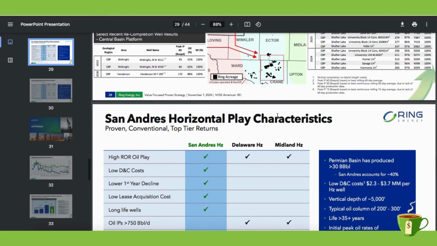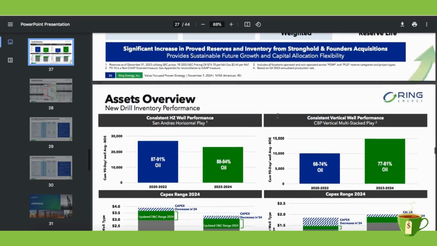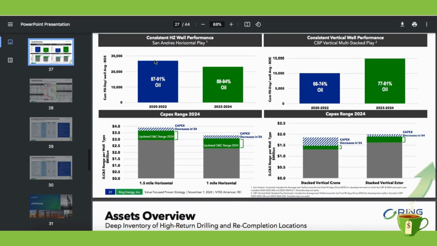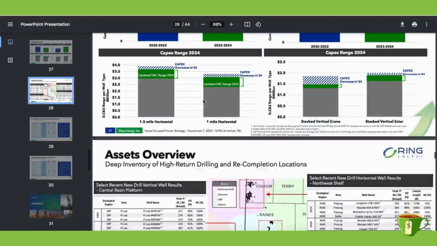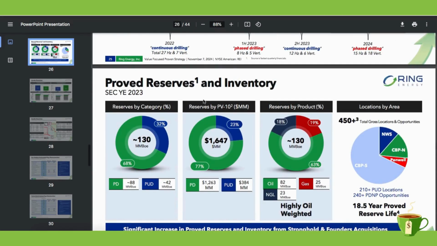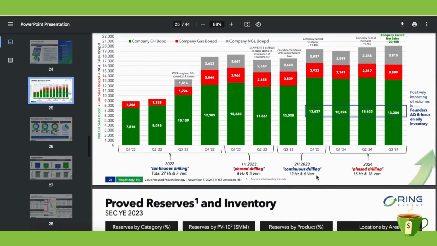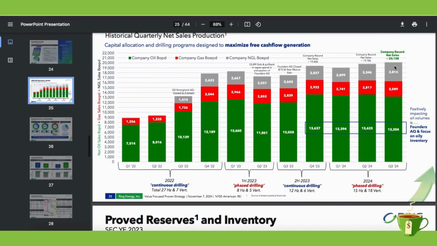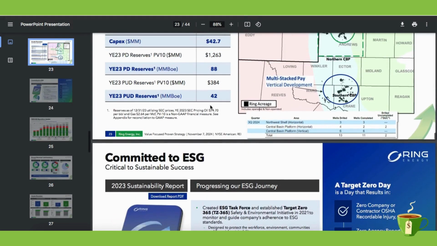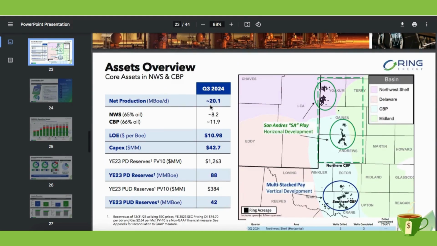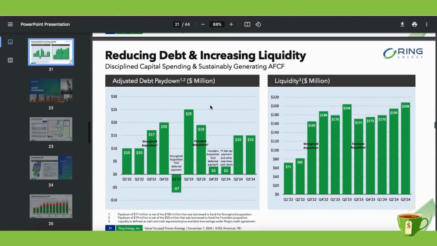Horizontal play characteristics. I was really hoping that we could see something. Normally they'll put something like, oh, 2025, this thing will happen, and I like to see that because it gives an idea. On oily inventory. I love that. Wow. Focus on oily inventory. Yeah, debt pay down.